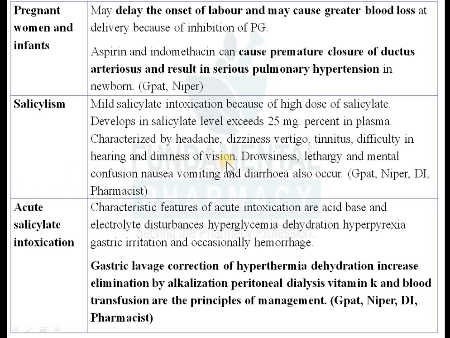Difficulty in hearing, diminution of vision. Sorry. So it is a salicylism. Then again patient will be drowsy, lethargy and mental confusion, nausea, vomiting, diarrhea. So this is a salicylism. So salicylism occurs with the salicylic acids derivative. Then acute salicylate intoxication. So again it is characterized by acid base imbalance, electrolyte disturbances, hyperglycemia, then dehydration, hyperpyrexia, increased body temperature, gastric irritation and occasionally hemorrhage.